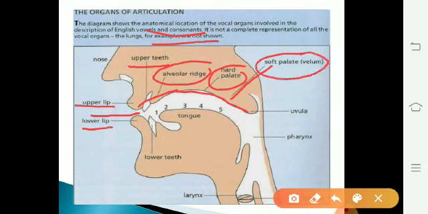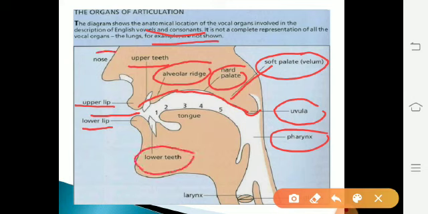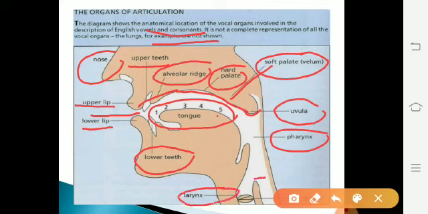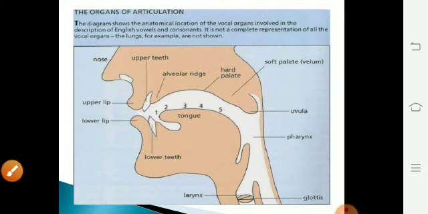There is a fleshy structure hanging loose at the extreme end of the roof of the mouth, called the uvula, and after the uvula we can see the pharynx is located. Then we can see the lower teeth, then the position of the nose and the different positions of the tongue, that is 1, 2, 3, 4, 5. When we move down the pharynx, we can see the phonatory system that comprises the larynx and vocal cords, and the opening between the vocal cords is called the glottis.